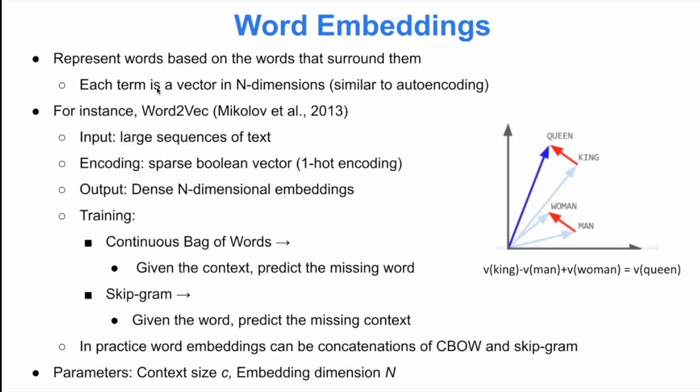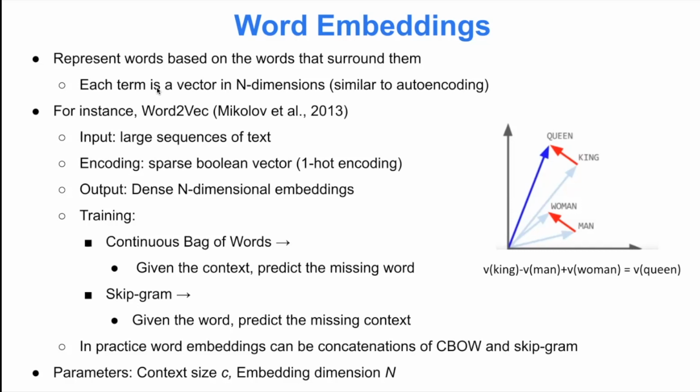And the famous example of this is Word2Vec, which was published in 2013, where the input would be some large sequences of text. Then we'd have some encoding, which would be a sparse Boolean vector, so one hot encoding. And then our output would be dense n-dimensional embeddings for our words. And then the training for this can happen in two different ways. One being this continuous bag of words approach, or CBOW, which given the context will predict the missing word. And then skipgram, which would be given the word, predict the missing context.